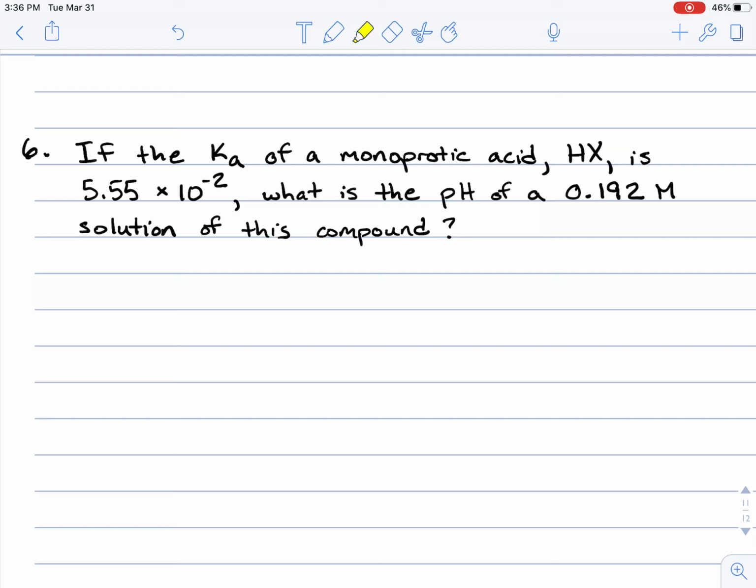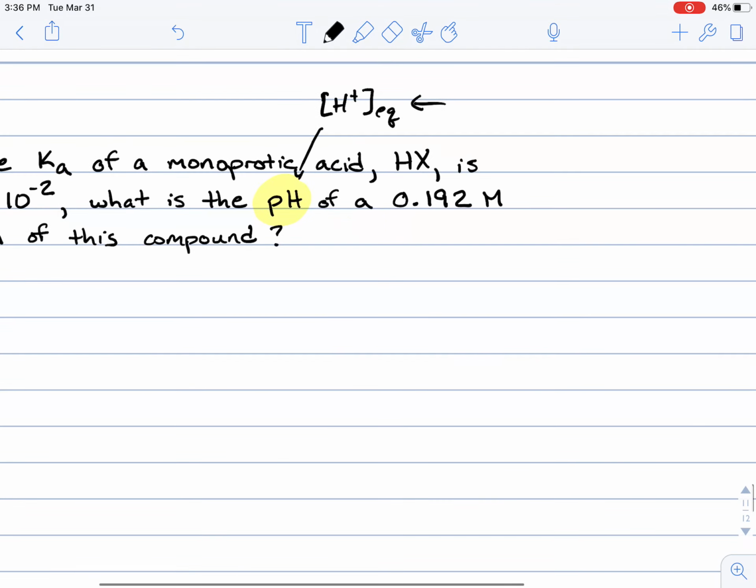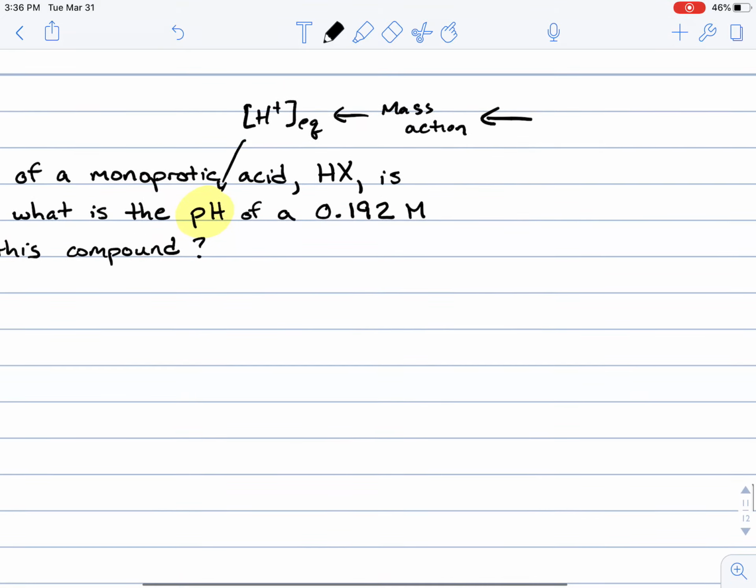And since we want to determine the pH of this solution, once again we have to think about our canonical solution map, where the concentration of H plus at equilibrium needs to be determined, and we can get this from solving for X in our mass action expression. And to develop our mass action expression, we need the ICE table. And to develop our ICE table, we need a balanced chemical equation.